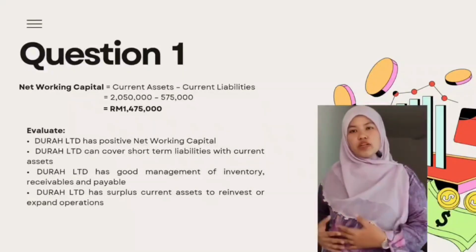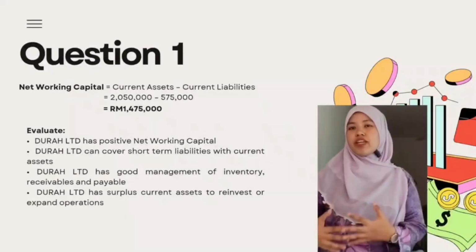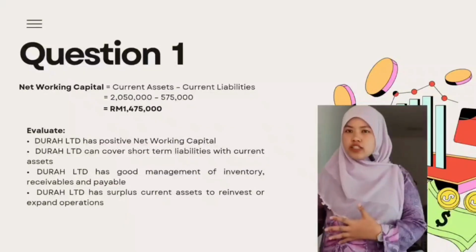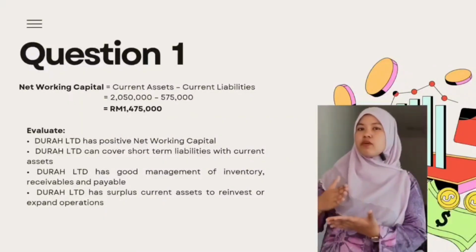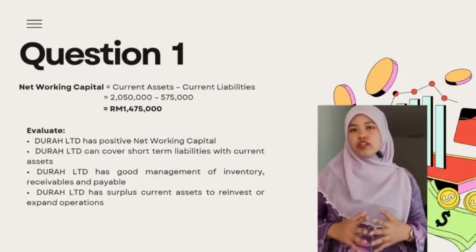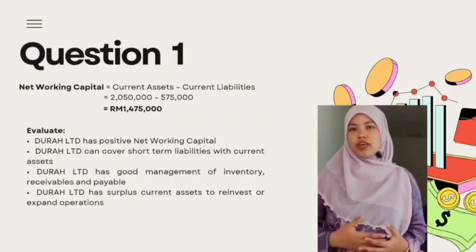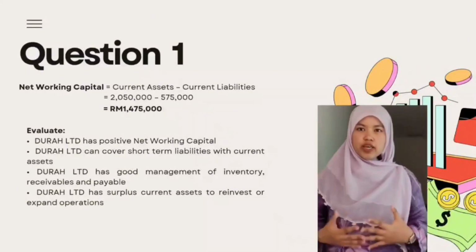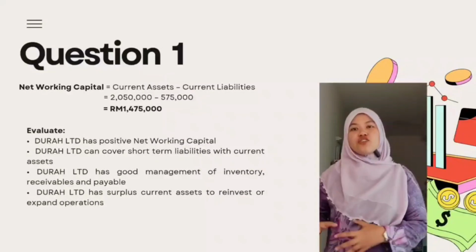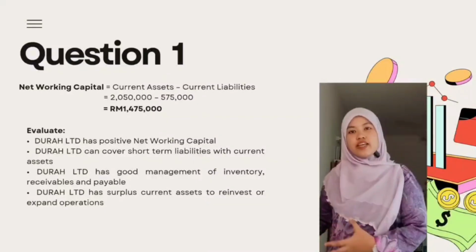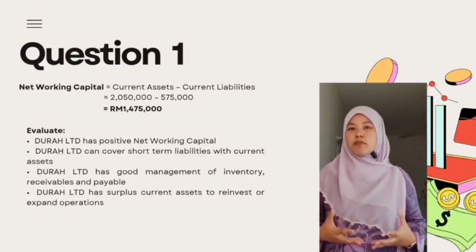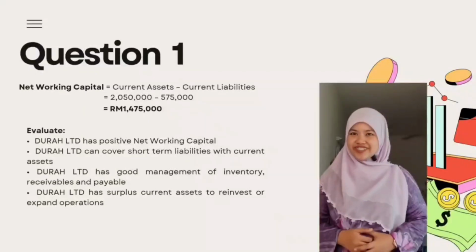Furthermore, the positive net working capital highlights Dura Ltd's effective management of inventory, accounts receivable, and accounts payable. Efficient control over these components means the company is collecting payments from customers on time, keeping optimal inventory levels, and managing its payables without incurring late fees or damaging supplier relationships. This balance contributes to a strong working capital cycle. Dura Ltd can use this excess liquidity to fund expansion projects, purchase new assets, or invest in innovation without depending heavily on long-term financing. This positions the company well for sustainable growth in the future.